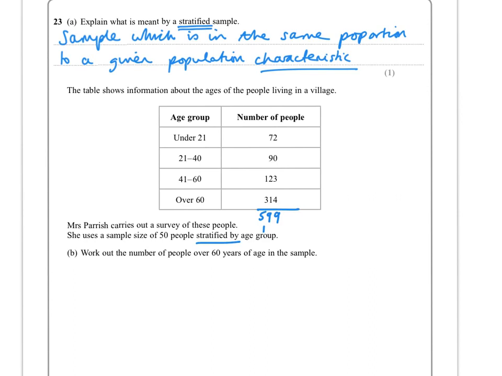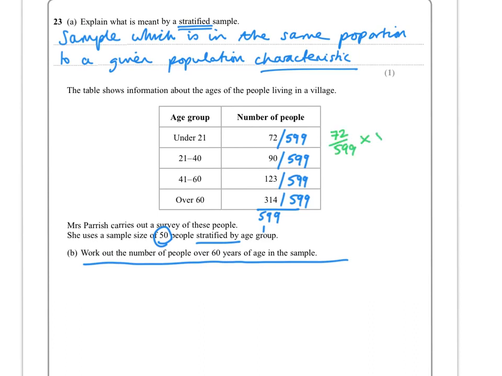And then we want to take 50 people stratified by age group, work out the number of people aged 60 years and over. Well, all you've got to say is, out of the 599, 72 of them were under 21, 90 out of the 599 were aged between 21 and 40, and so on. That's the first thing to say. So if we wanted to find a stratified sample of 50, then we would just do 72 599ths of 50, and that would give us a number, 90 599ths of 50, and so on.